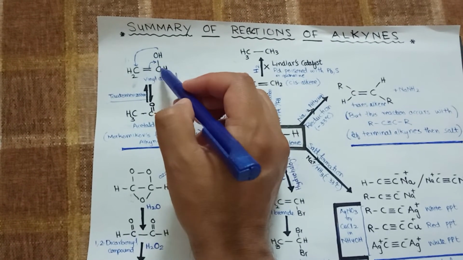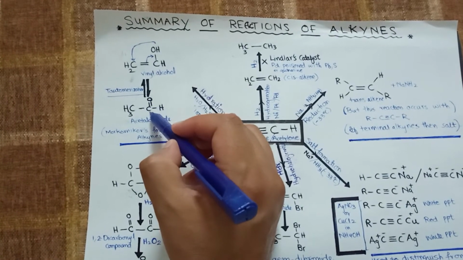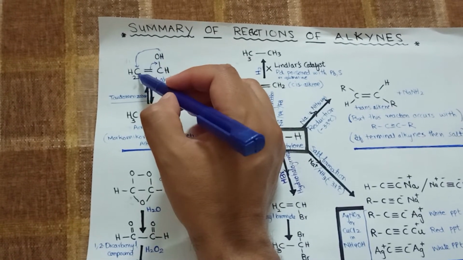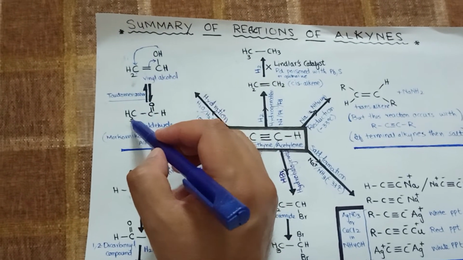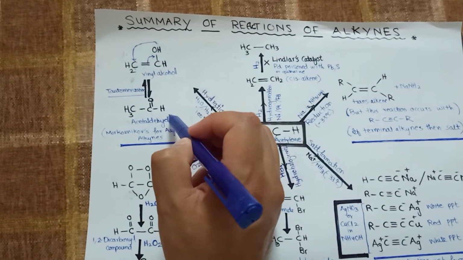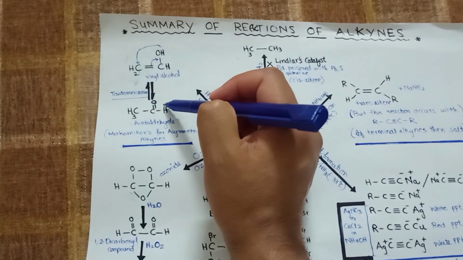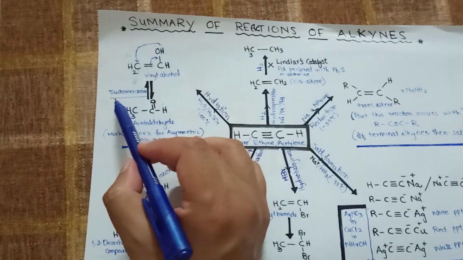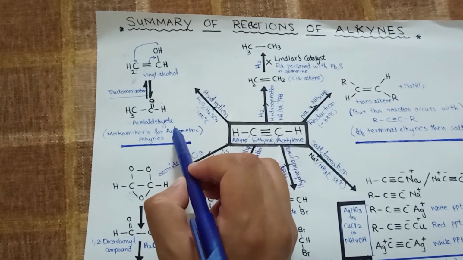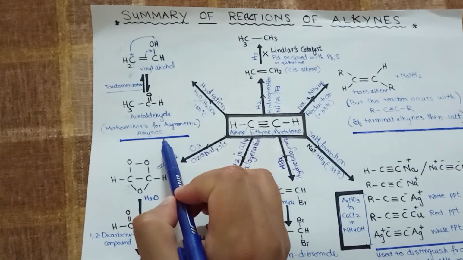When this carbon and oxygen get a double bond, it will be like this. So it will become the keto form, and this hydrogen can move to this carbon. So it will become CH3, C double bond O. Now this is the keto form. Now both enol form and keto form are in chemical equilibrium with each other, and the phenomenon is called tautomerization. And in tautomerization, we will get acetaldehyde. Again, the Markovnikov rule will apply for unsymmetrical alkynes.